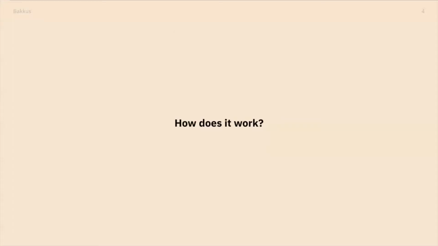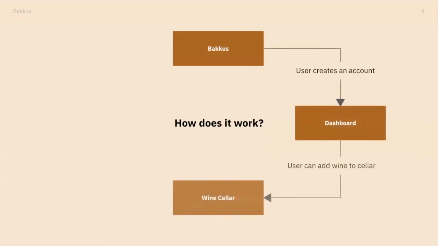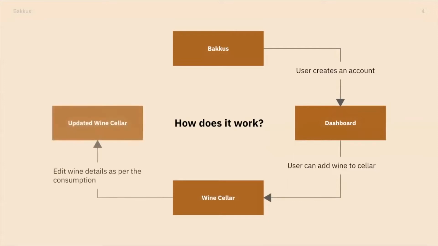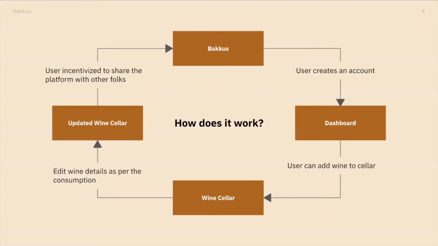So how does it work? When the user creates an account on Bakkus, they are directed to their dashboard where they can add wines to the cellar. Once they add wines, they can also edit wines based on their consumption, and they always have an updated wine cellar. With the enhanced experience, users can also share the application with other users.